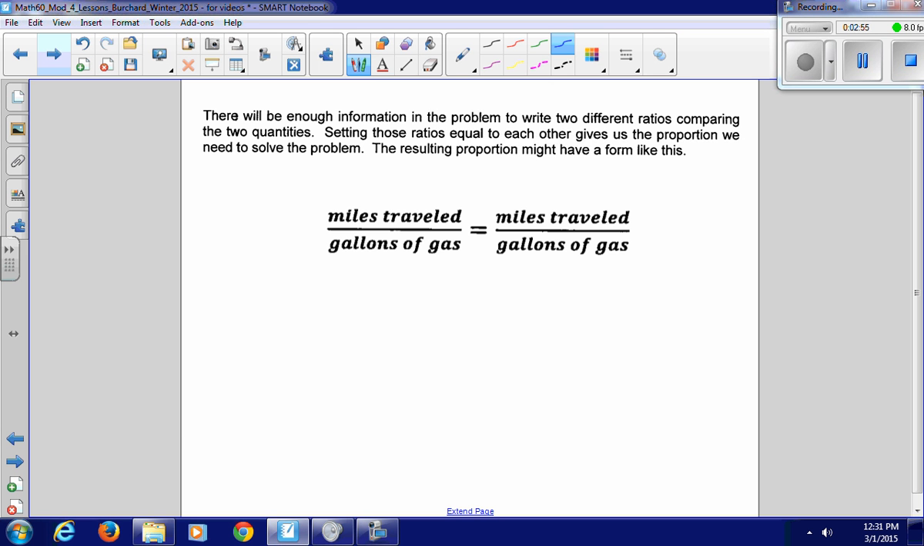So you're looking for not only that connection between the two numbers, but you're going to see two different ratios for that. Setting these ratios equal to each other gives us a proportion that we need to solve the problem. Because remember, when we have a ratio and we make it into a proportion, if one of the four numbers in the proportion is missing, then we'll be able to solve for that missing number.